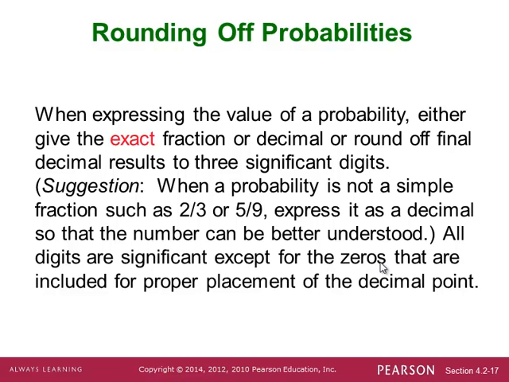Just a quick word regarding how we express the results of our calculation of probability. Whenever possible, try to write a nice, easy fraction like you see here. But if it's a more complicated fraction, then just express it as a decimal. And if you're going to write it as a decimal, just round it off to 3 decimal places.